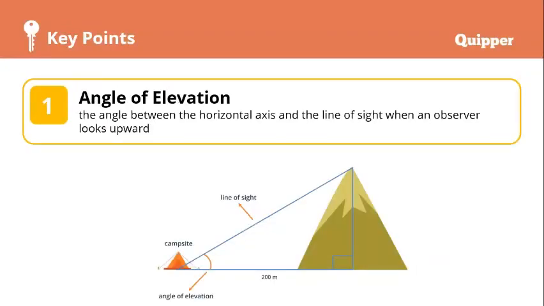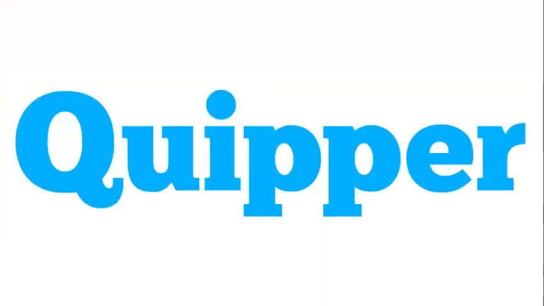For our key points, you have angle of elevation. Again, it's the angle between the horizontal axis and the line of sight when the observer looks upward. Please take note of that. And that ends our session for today.